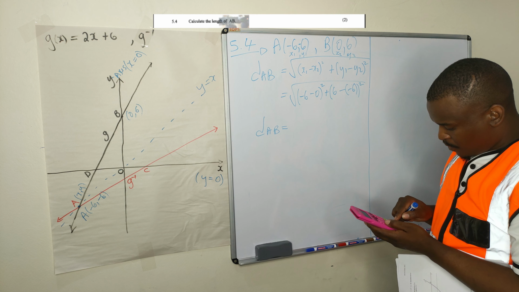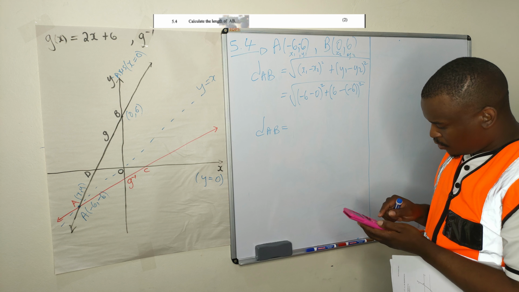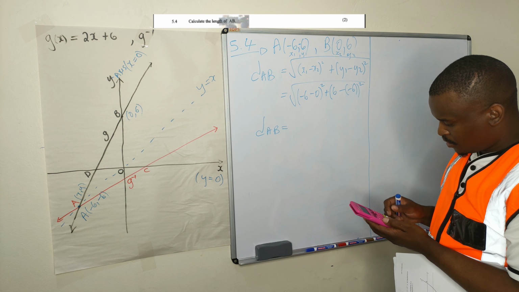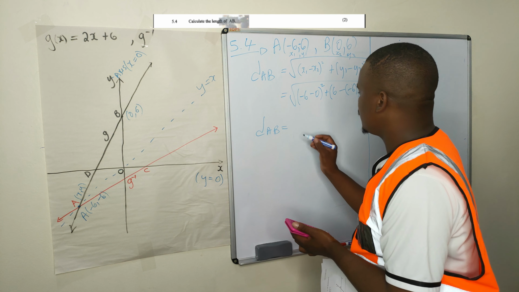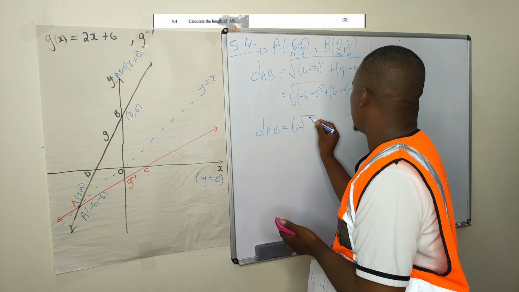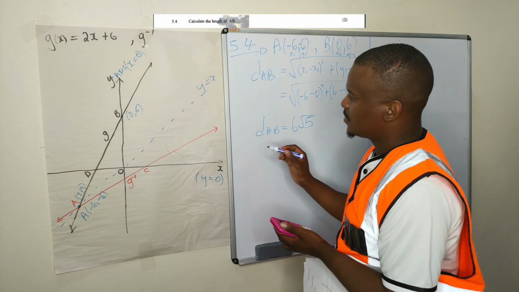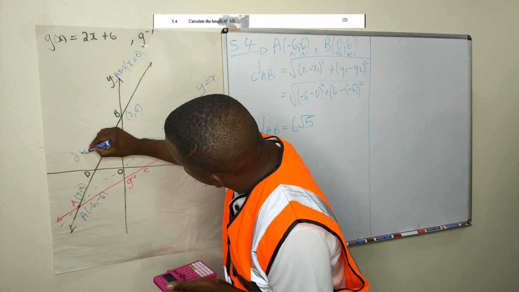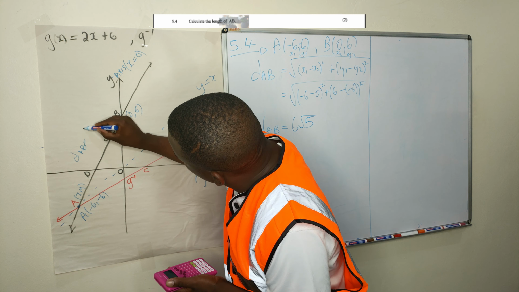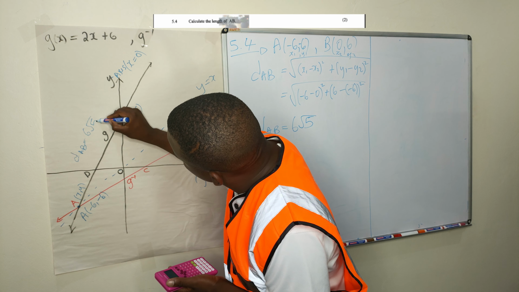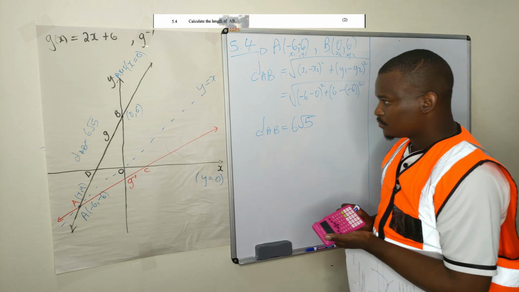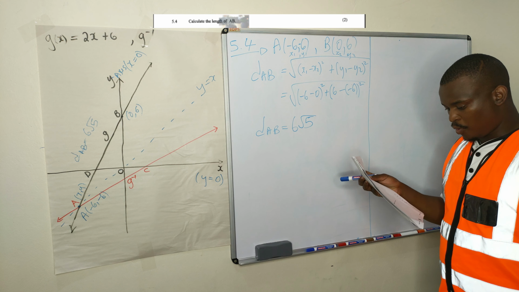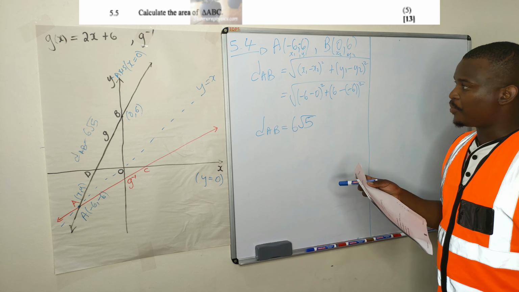Square root of -6 minus 0 all squared plus 6 minus -6 all squared. This is 6 root 5. This is the distance between the 2 points. Distance AB is equal to 6 root 5. So we'll go to the next question, 5.5.